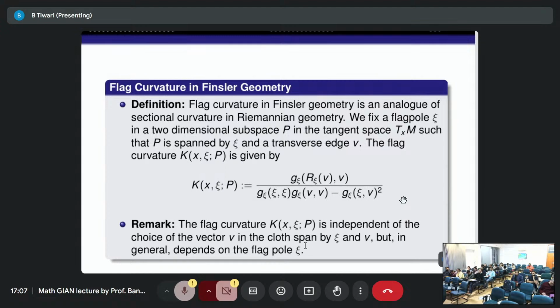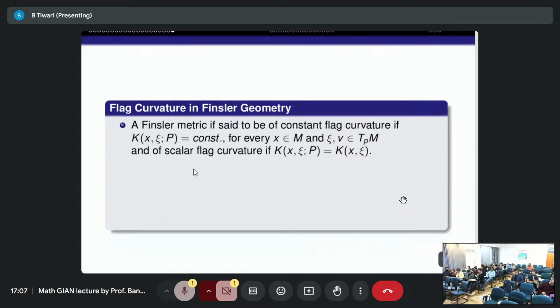Okay, so that I already said. In Finsler geometry, a Finsler metric is said to be of constant flag curvature if it is independent of ξ, independent of x, and independent of P, right? So if for every x, every ξ, and every P the flag curvature is constant, we say it is of constant flag curvature. It is said to be of scalar flag curvature if it is independent of the two-dimensional subspace and depends only on x and the flag pole. So if the cloth part disappears in the formula, we say it is of scalar flag curvature.